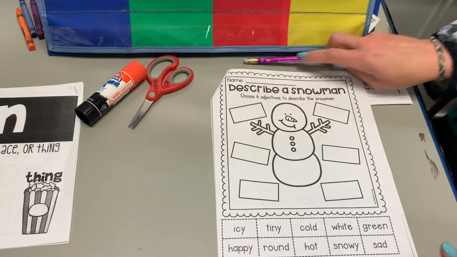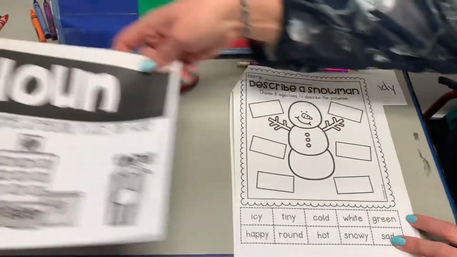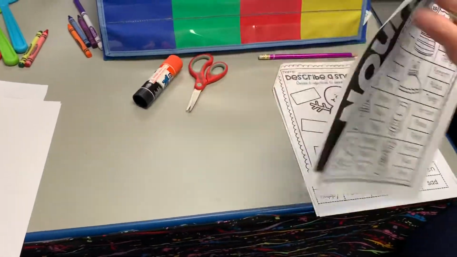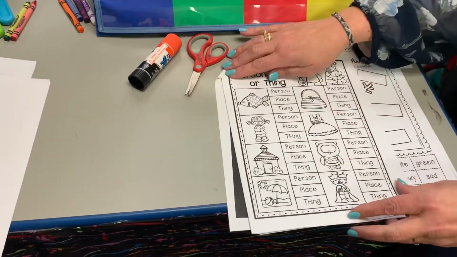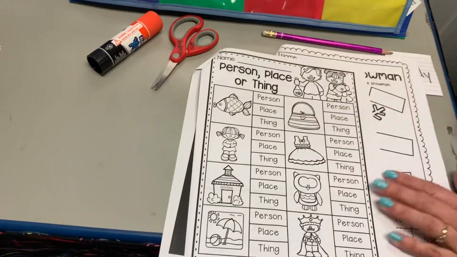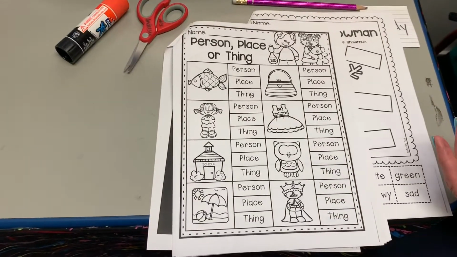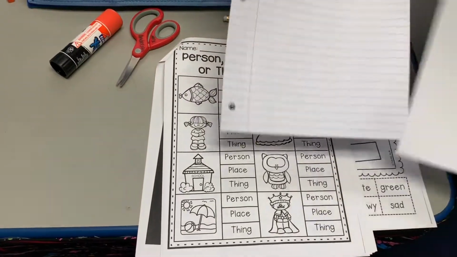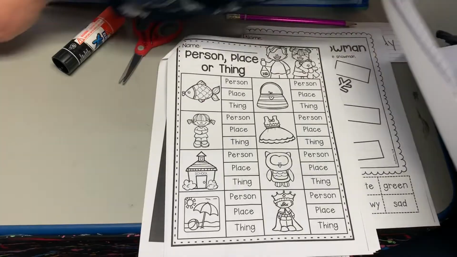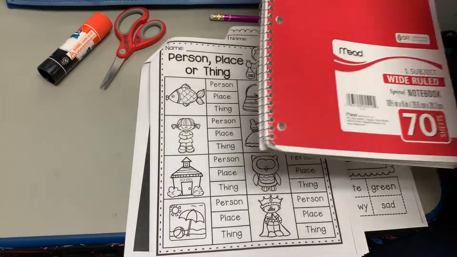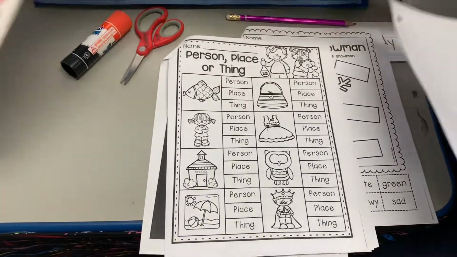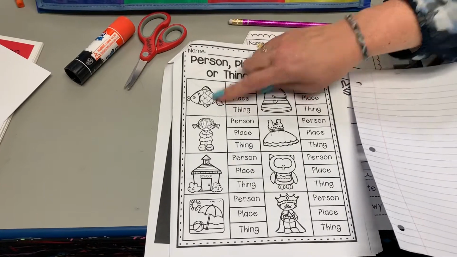All right. So the next thing that I want you to do is you have your noun packet, and I want you to open to that first page that we did in your noun packet. It had the pictures of the 4 things or places or persons. And grab either a blank sheet of paper or a lined sheet of paper, or if you're using a journal, a spiral notebook, or your writing journal, whichever you'd like to do. But we're going to write some sentences, and we're going to use these 8 pictures.